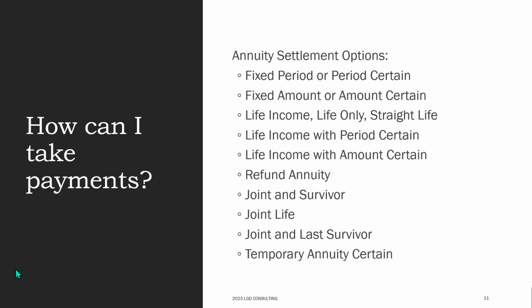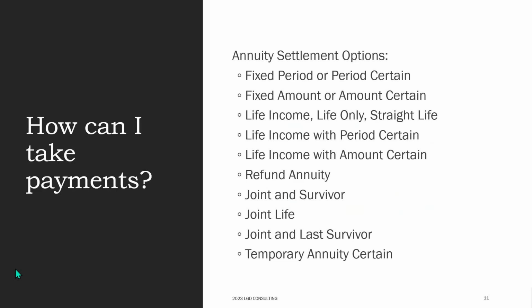See, if you die after one payment with a straight life or life only option, all benefits end. There is no beneficiary. You're the only factor. We pay you for as long as you live. So if you died after one payment, the insurance company keeps the rest. You see, with fixed period and fixed amount, if you died after one payment, we pay someone to the end of the period, or we pay someone till all the money's been paid out, but not with life income.